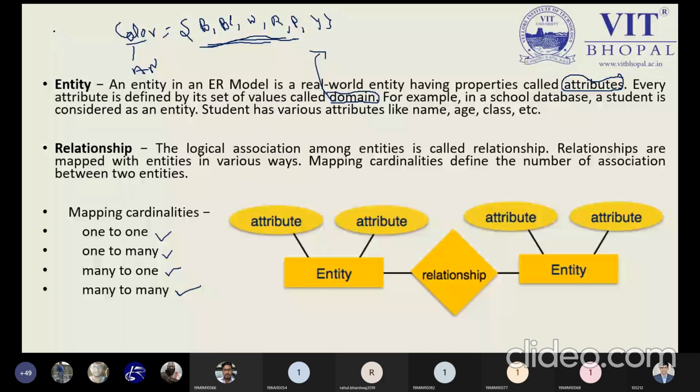Here we have an example, as you can see on the slide. An entity can have multiple attributes. Here we have attribute 1 and so on, up to attribute n. This could be the student, and this could be the course. The course entity can have course ID, course name, course semester, and course year details. A student can have name, age, date of birth, and other details.